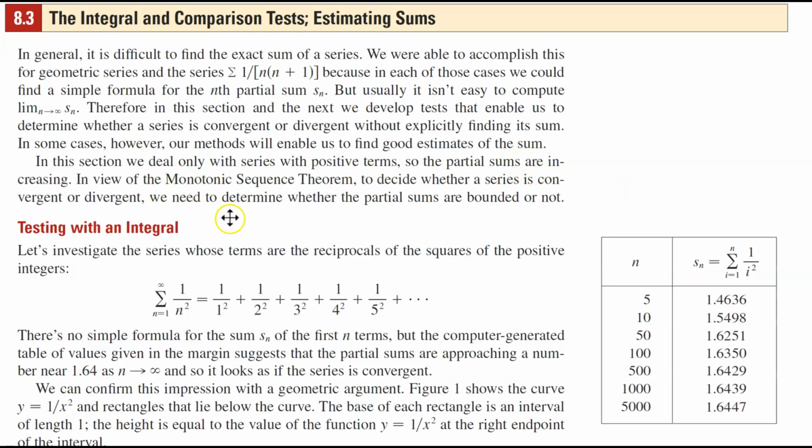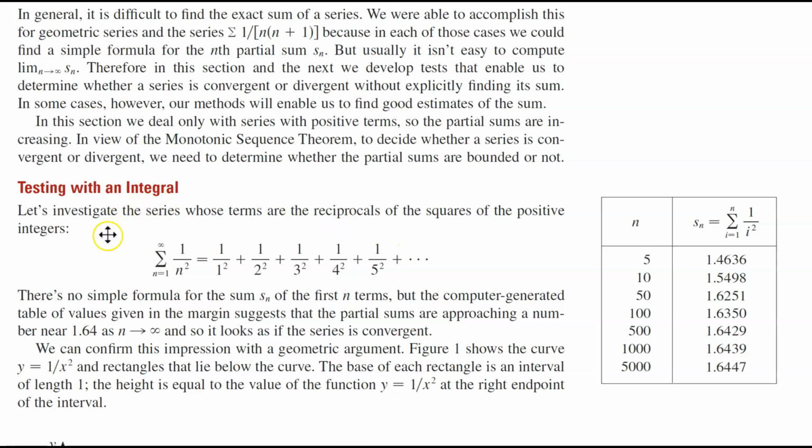In this section, we deal only with series with positive terms, so the partial sums are increasing. In view of the monotonic sequence theorem, to decide whether a series is convergent or divergent, we need to determine whether the partial sums are bounded or not. Now, testing with an integral.